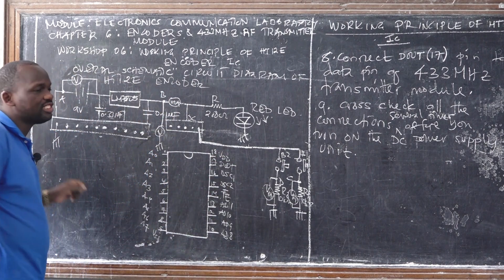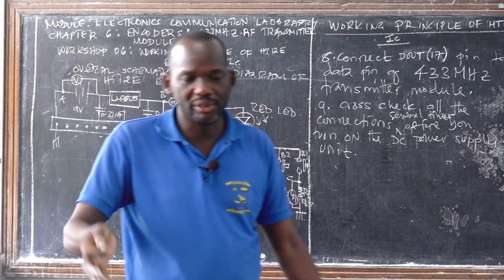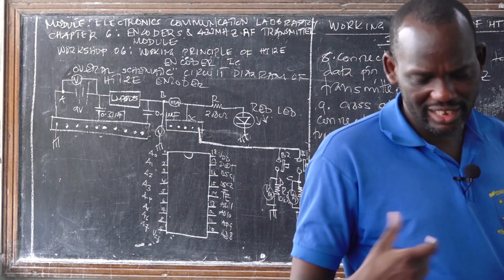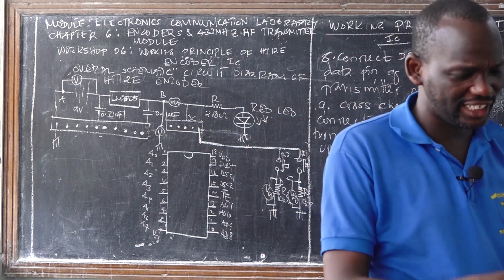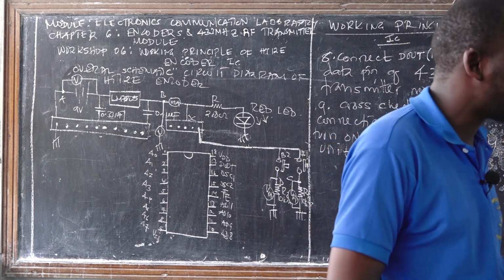So you can draw this schematic circuit from your brain if you have understood what you've been discussing in workshop 4, workshop 5, and workshop 6. There's no need for you to refine, check the exercise book and open, and just troubling. You just need to understand.